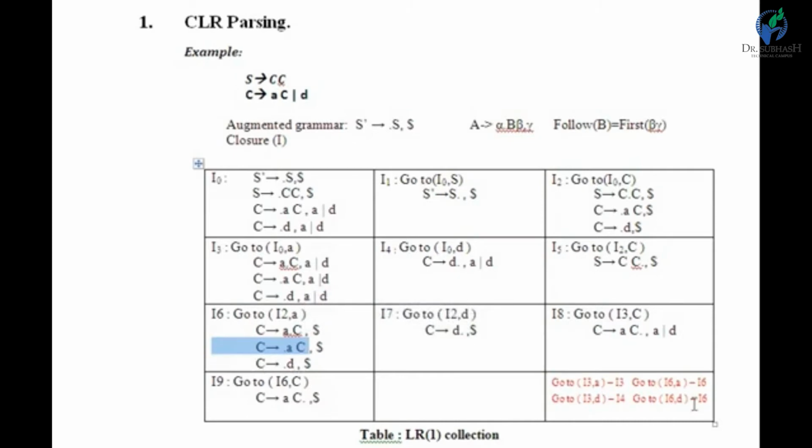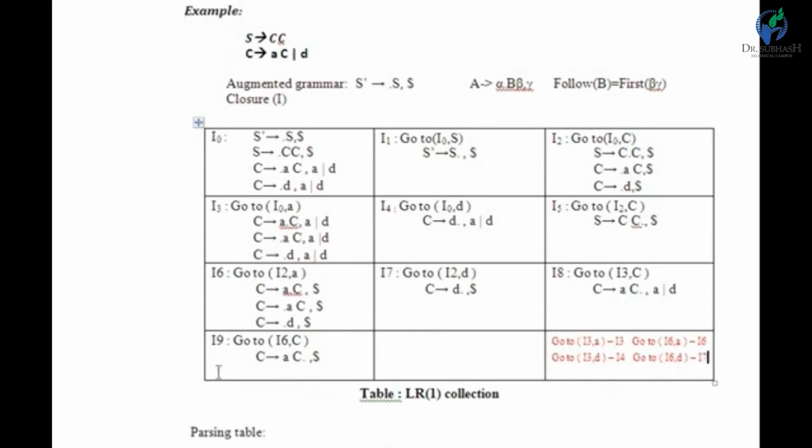So I6 on D is I7. I7 is complete, I8 is complete, I9 is complete. So now draw the parsing table.